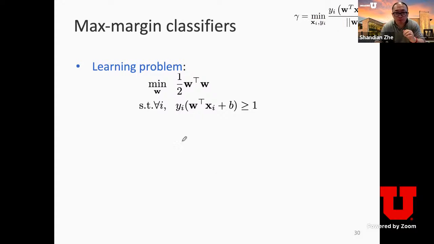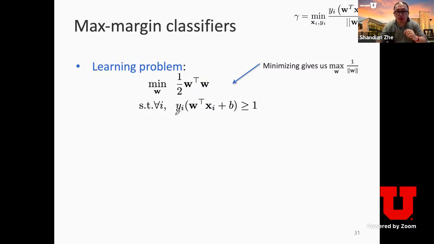So the learning problem is equivalent to minimizing half W transpose W. This is actually the square of the norm of W, right? Because you want to maximize 1 over the norm of W, it is equivalent to minimizing the norm. And we multiply by this half just similar to how you place a half in front of the objective function for linear regression, least mean square regression. It's just for convenience, to cancel the factor of two if you take the gradient over W.